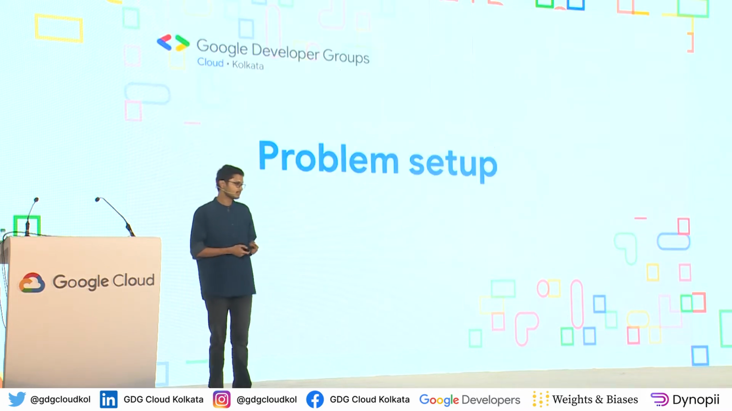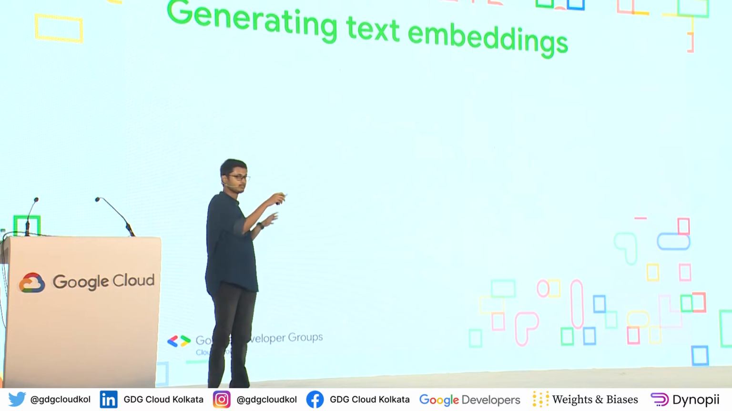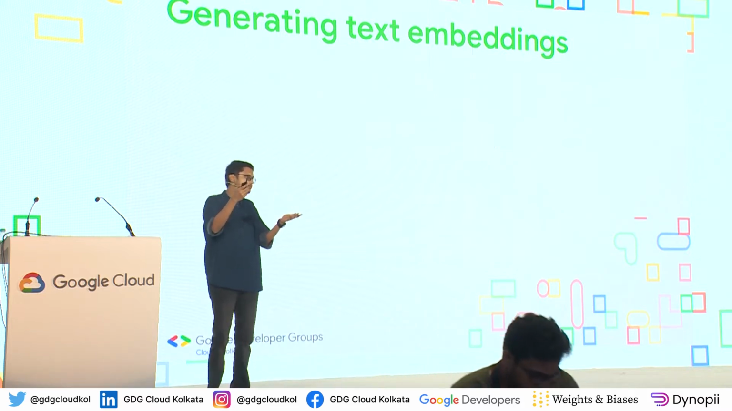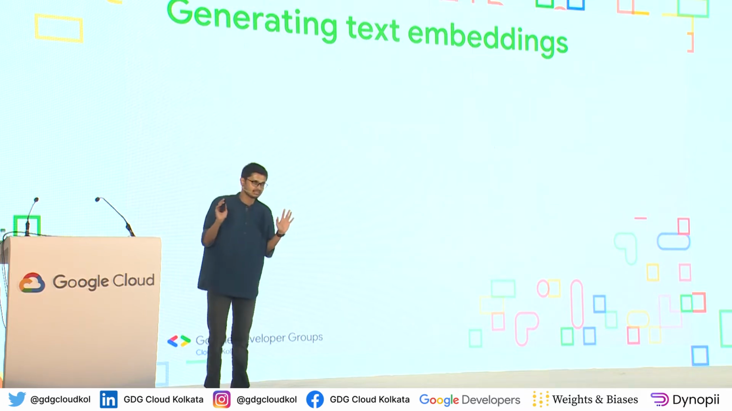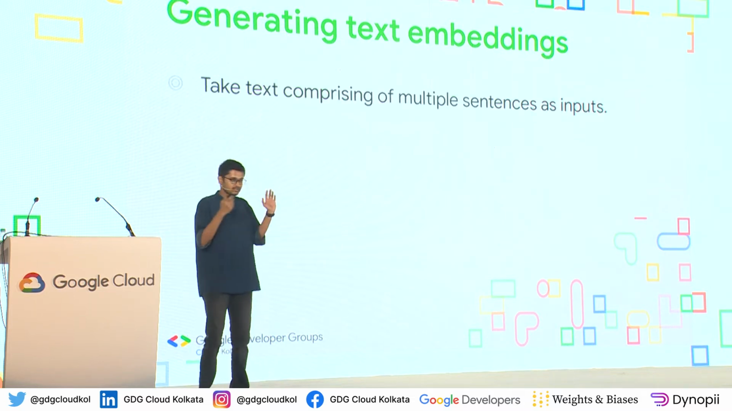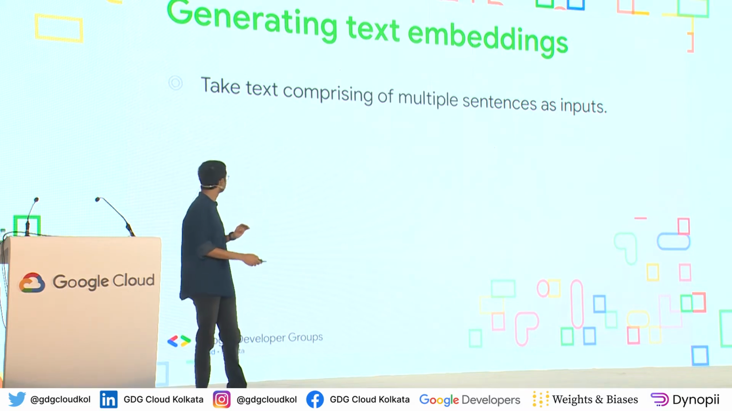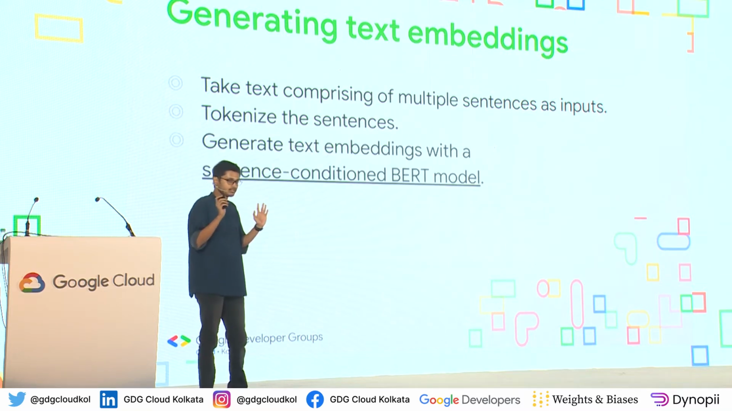All right, problem statement. So pretty simple stuff. We want to generate text embeddings. And as Shweta was mentioning, we want to generate some dense text representations that can be useful for other downstream stuff like search relevance and so on. So our goal is to generate text embeddings. Pretty simple. So we will take text comprising of multiple sentences as inputs. Then we will tokenize the sentences into words. And then we will generate text embeddings using something called a sentence condition BERT model.